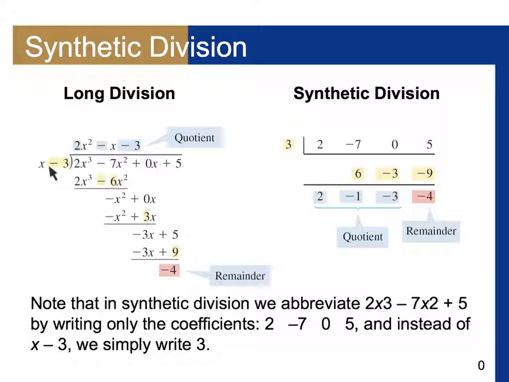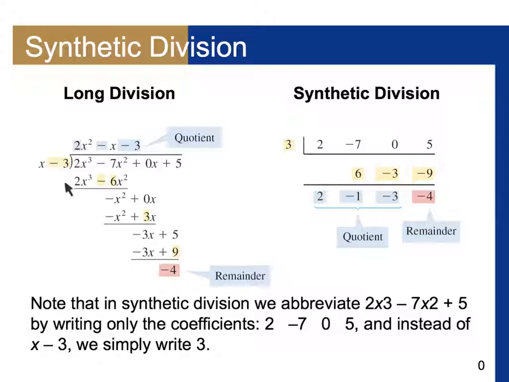Okay, and then our last step is to multiply x times minus 3 to get this minus 3x. So when we do that, we get minus 3x, and we also get a plus 9. Now we subtract. The 3x's cancel, the minus 3x's cancel, and 5 minus 9 is minus 4. So here's our remainder.